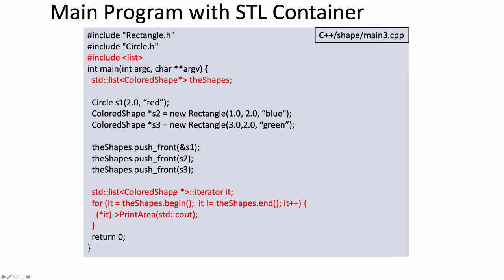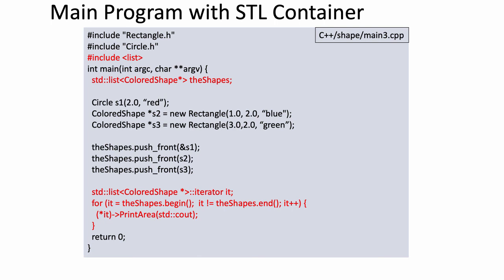And then to print out the colors, I have to iterate over the shapes, going from the first to the last, and I use this format here. I have to create an iterator to do so. I iterate from the beginning of the shapes, while the iterator is not at the end of the shapes, and I iterate plus plus. I'm going to print area on the current iterator. That's a little bit ugly.